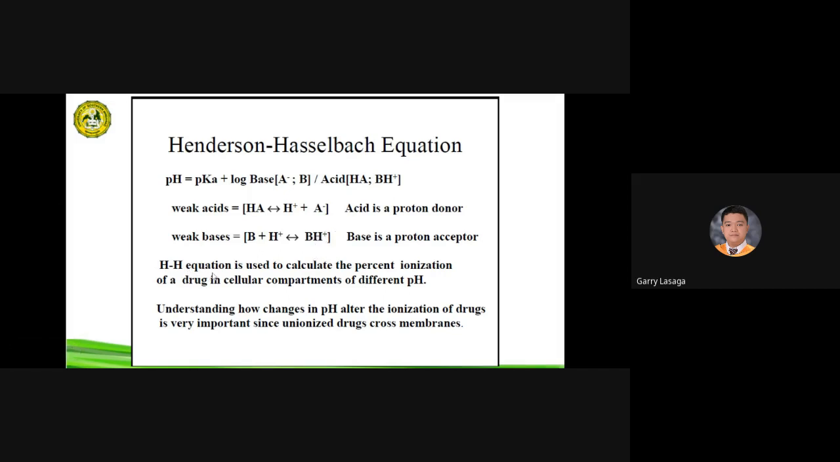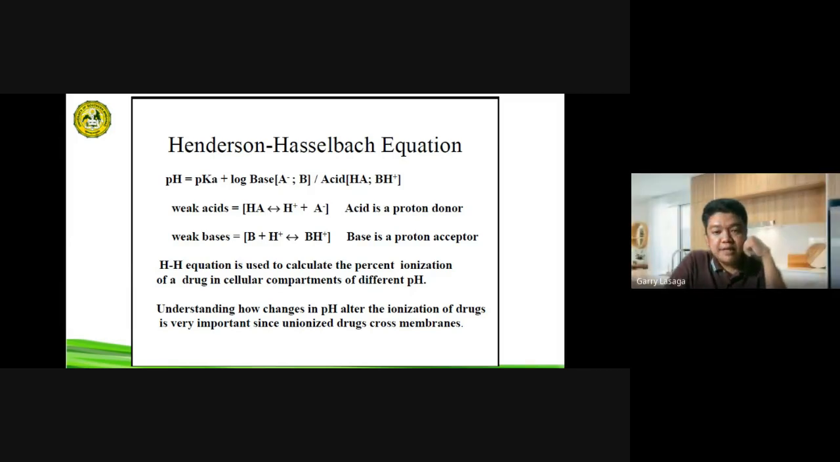So the HH equation, this equation here, is used to calculate the percent ionization of a drug in cellular compartments of different pH. So when we say percent ionization, that refers to the proportion of the ionized and the unionized form of the drug. How about the cellular compartments? What do we mean by cellular compartments?